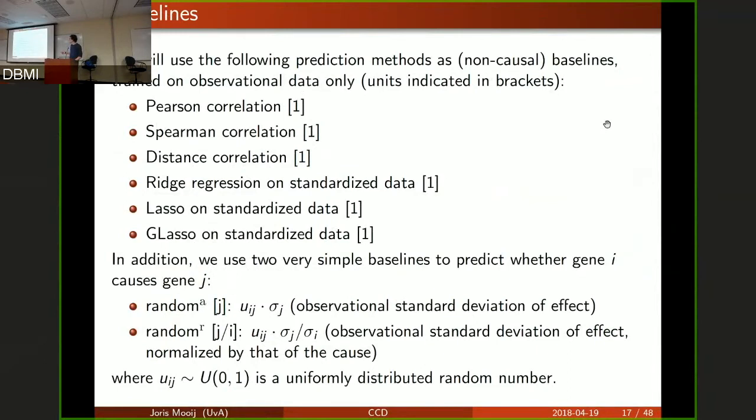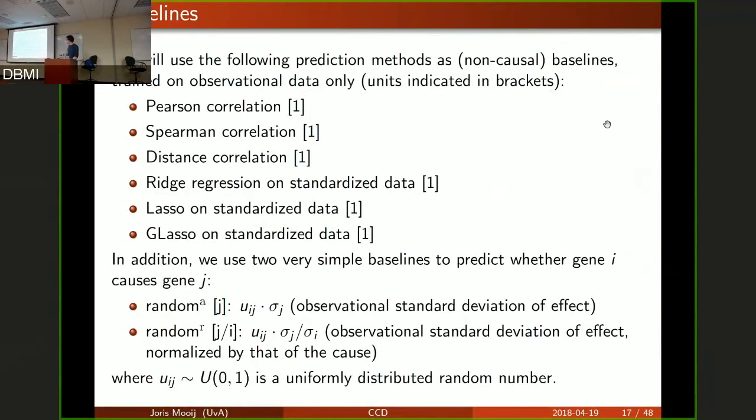Now we're going to compare with some baselines: Pearson correlation, Spearman correlation, some regression methods. Here I always indicate the units that we used. And also some very simple baselines, which are basically random guessing, but then scaled with the observational standard deviation, sigma j of the effect, or sigma j divided by sigma i. This may seem ad hoc, but at some point we found these baselines. So they are definitely very simple non-causal baselines that we should be able to outperform. Right?